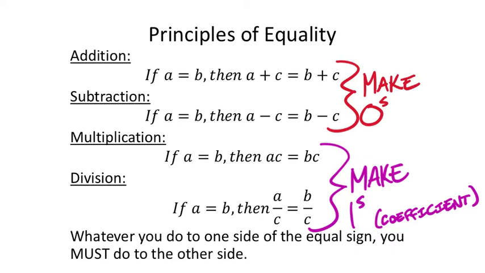So again, principles of equality just tells us if you do it to one side, you got to do it to the other side, which is why usually when I do this, I kind of set it up like this, right? So if you had something right here and then it equals something else, this is how I set that up so that I know if I do something to one side of the equal sign, I got to do the other side.